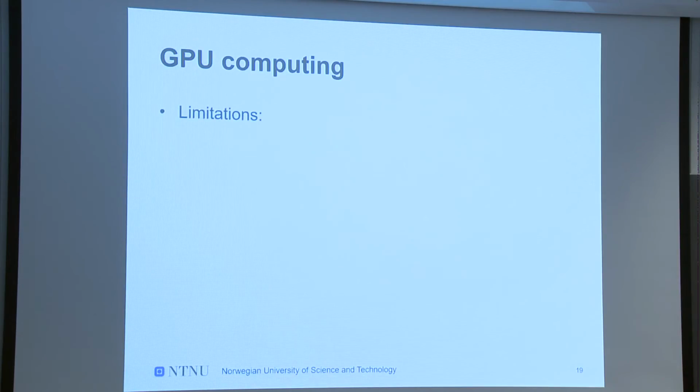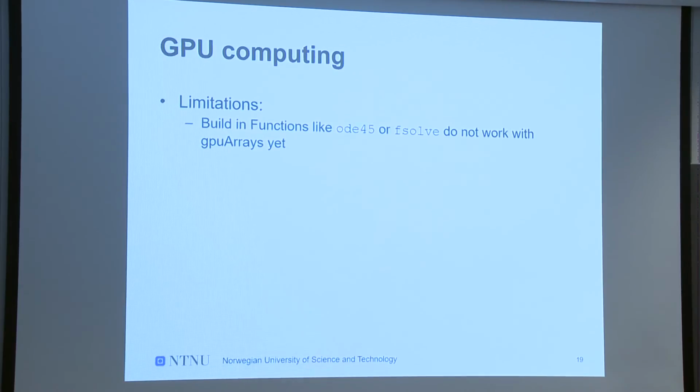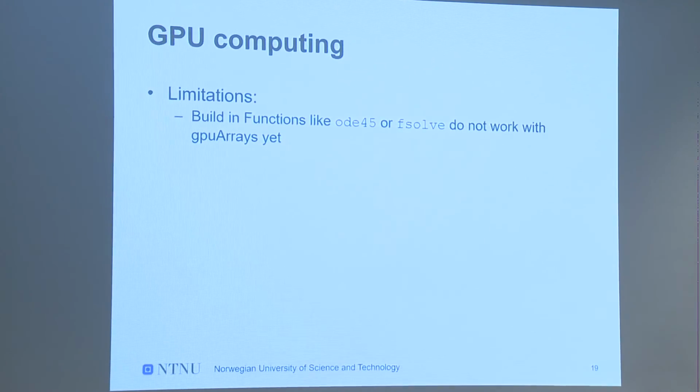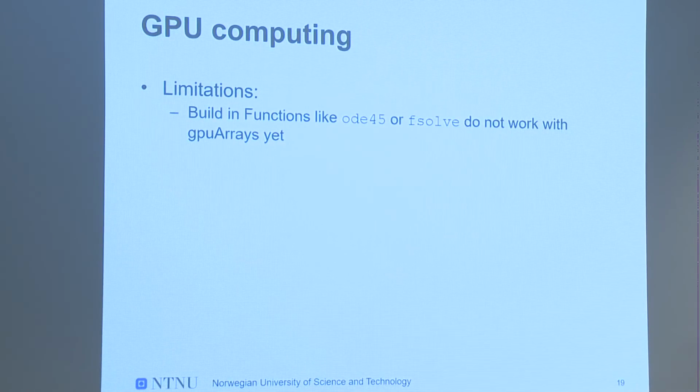So, what are our limitations? Except that it's not always faster with GPUs, we can't use any built-in functions yet. So if you want to use something from the optimization toolbox, or ODEs, it's not going to work. So either you write yourself a solver, or you just have to wait. I'm pretty sure it will come. It's just 10 years now, but it's not yet there.